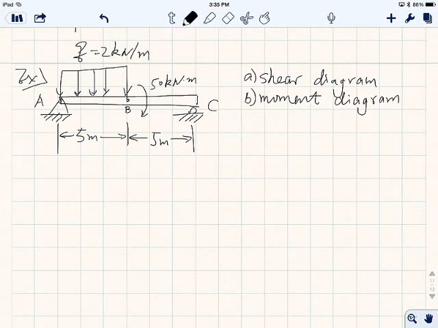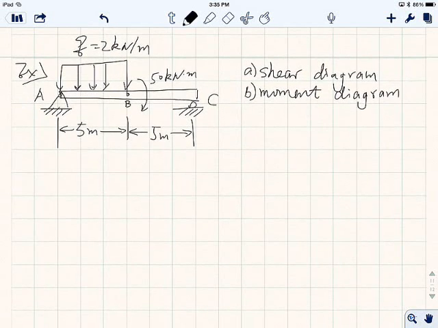Okay, so it's only asking us for two things. Should be easy. So let's see. All right, whenever we see this kind of problem, the first thing we do is free body diagram. So, free body diagram. A beam can be just a line, it doesn't have to be a beam anymore.